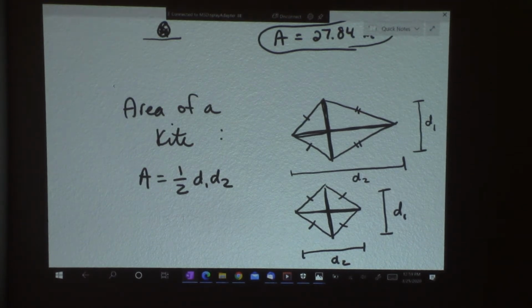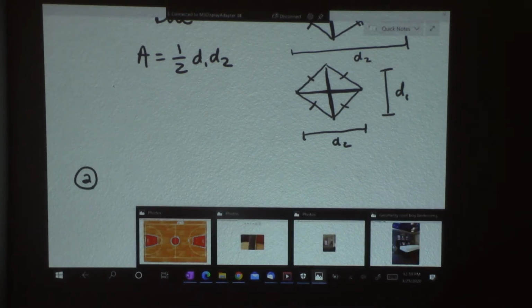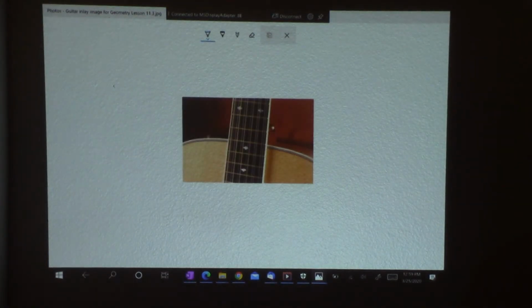Now, I know some of you are interested in music at times, so we're going to look at number 2. And we're going to look at a picture. Here is the edge. Do you see this? This is the edge of the guitar, and this is, I don't know, the handle. I don't know those words.